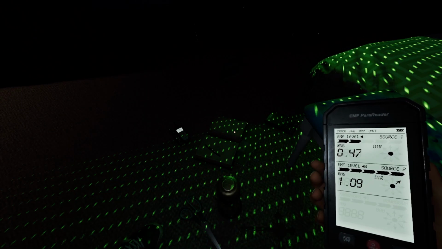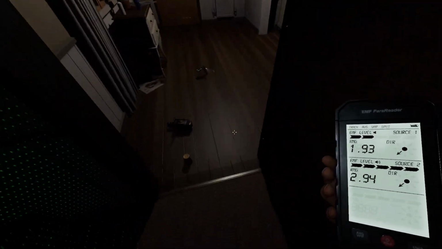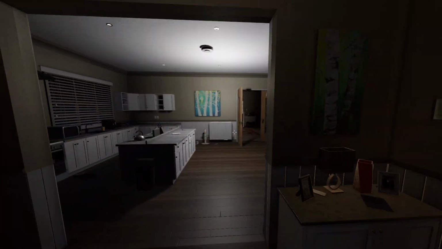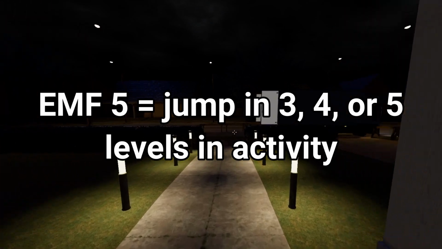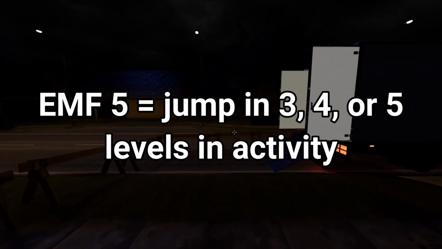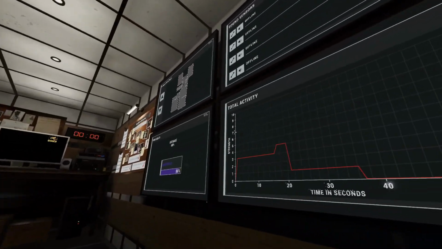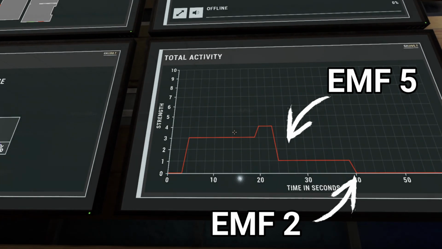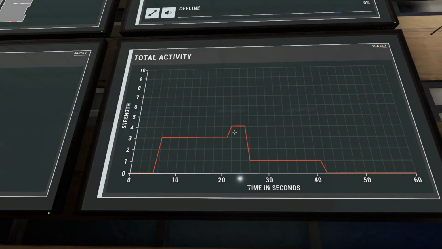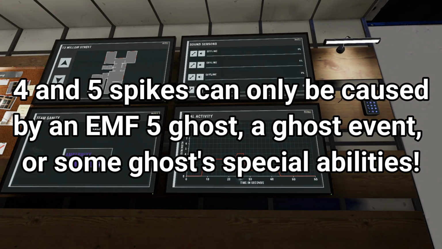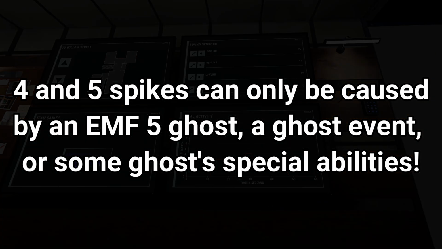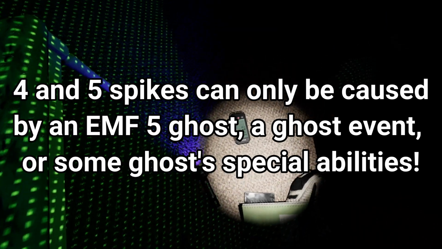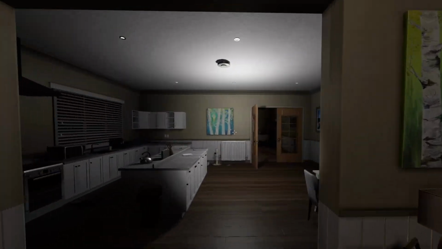EMF 5, which is only given off by ghosts who have it as evidence when the interaction would have given off EMF 2 or EMF 3 otherwise, will manifest as either a 3, 4, or 5 spike on the activity monitor. This means that if you are seeing 4 and 5 spikes without a ghost event having happened, that could very well indicate you have an EMF 5 ghost. In addition to ghost events, some ghost abilities such as polter explosions and near door slams can show up as 4 and 5 spikes as well, so be cautious saying you have an EMF 5 ghost if you think there's a chance it was actually a ghost ability.